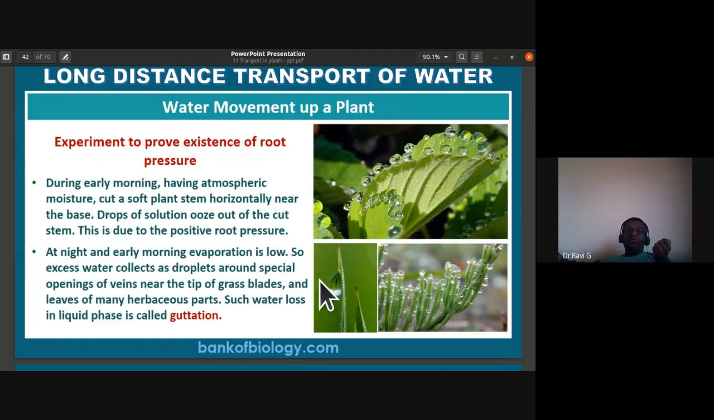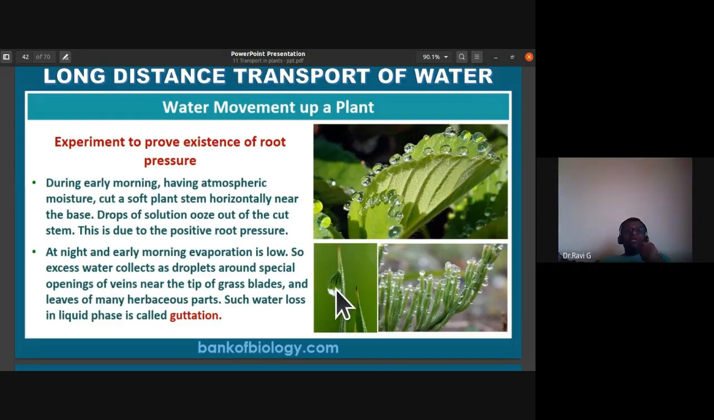Such loss of water in the form of liquid water droplets, we call it as guttation. Loss of water in the form of water vapor through the stomata, we call it as transpiration. But here there is loss of water in the form of water droplets through special openings called water stomata or hydathode. Okay, they have not used that term, but you can remember that the opening we call it as water stomata or hydathode. So such loss of water we call it as guttation.